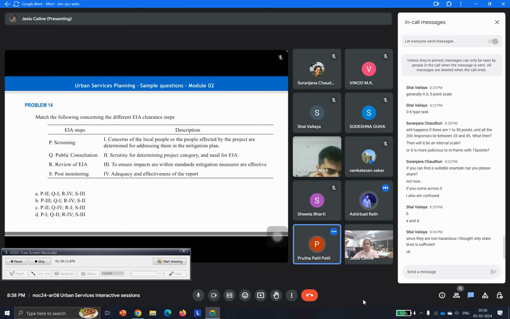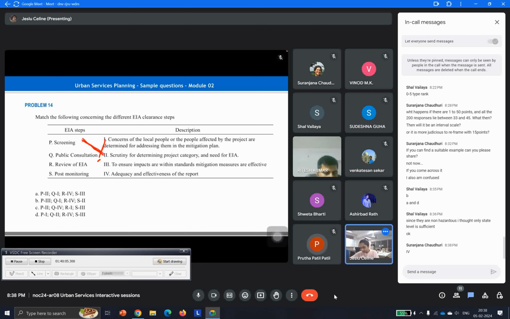Then public consultation. What does that fall under? Very good. Yeah, concerns of the local people. That's directly from that because you're consulting the public for doing this. Then option R, review of EIA. So review of EIA comes from the... okay. Let's do post monitoring then.